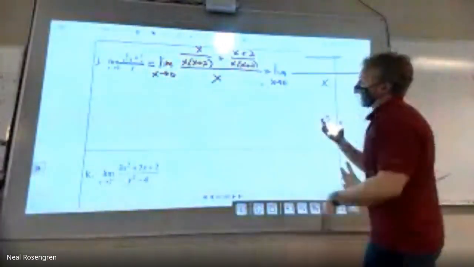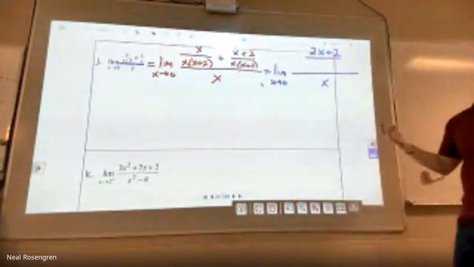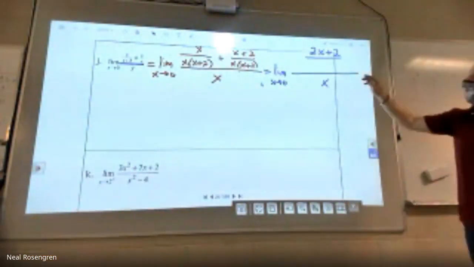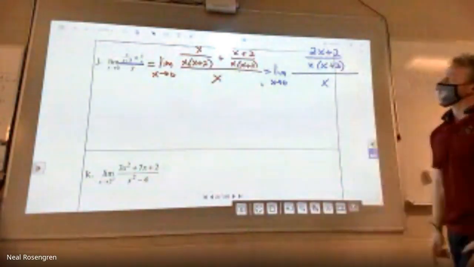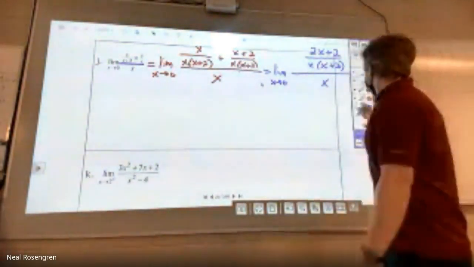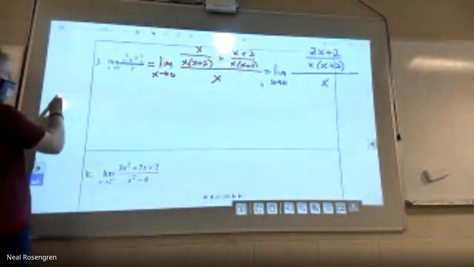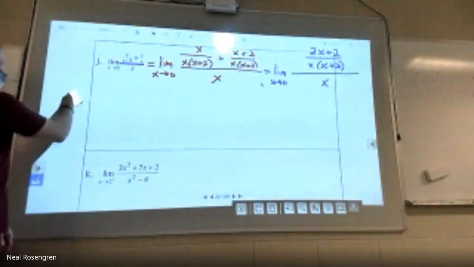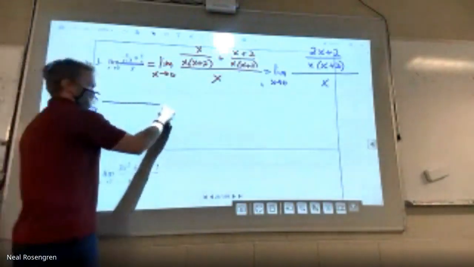Up top, let's just add them together. Okay, 2x plus 2, x plus 2. Common denominator means nothing changes. X times x plus 2. Stick with the blue. Down here we go. All right, limit as x goes to 0. I've got to simplify now.